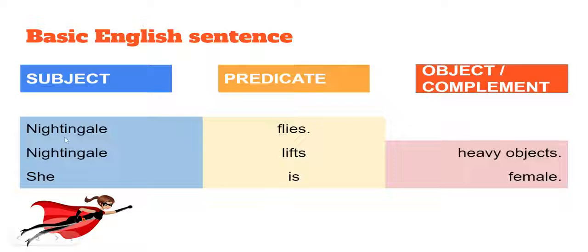And here are a few examples. Nightingale flies: subject and predicate, the most basic structure you can have. Nightingale lifts heavy objects: subject, predicate, object is already a little more specific, but still very basic. She is female: that would be subject, predicate, complement. This is not an object, this is additional or complementary information about the subject. We call it a complement. So this is also a sentence, very basic, consisting of three parts only.